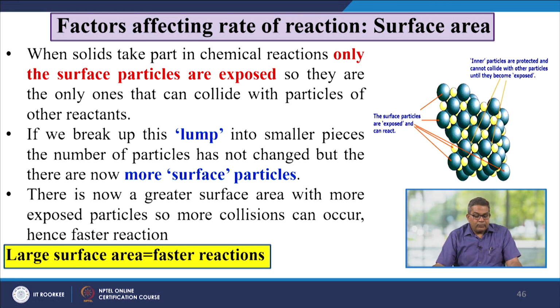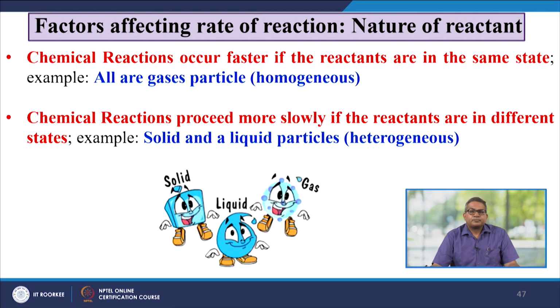Now, surface area. When a solid takes part in a chemical reaction, only the surface particles are exposed. Here you see these are the surface particles, those are exposed. So, only these can collide with the particles of the other reactant. Now, if we break up this lump into smaller pieces, the number of particles has not changed, but there are more and more surface-exposed particles. So there is a greater surface area available for the reaction. Therefore, the larger the surface area, the faster the reaction.